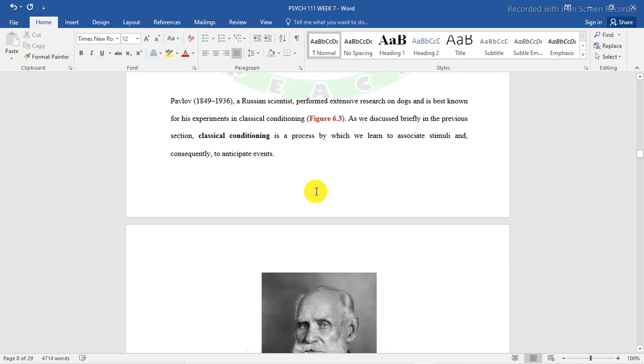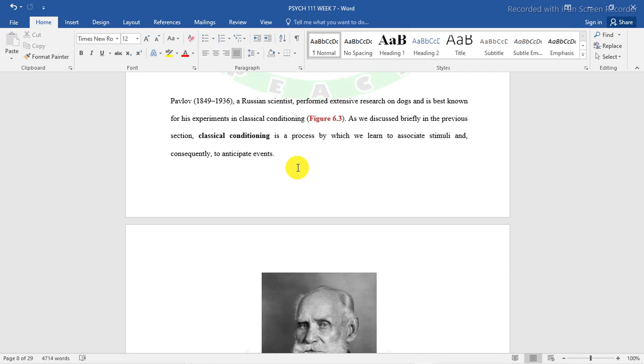Ivan Pavlov, by the way, is a Russian scientist who performed extensive research on dogs and is best known for his experiment in classical conditioning. As we discussed briefly in the previous section, classical conditioning is a process by which we learn to associate stimuli and consequently to anticipate events.